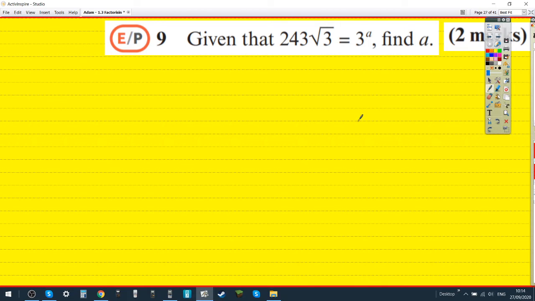Would you convert it back to its original surd? Or no? Might work. It's not the way I would do it. How would you convert it back to its original? Let me check. Nah, let's not. Okay. Any other ideas? So we have to turn this into 3 to the power of something.